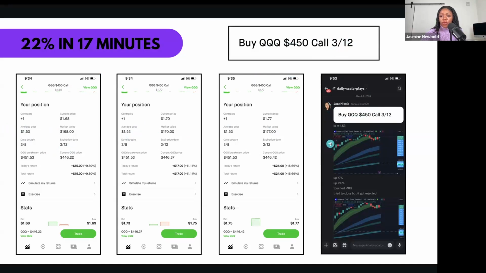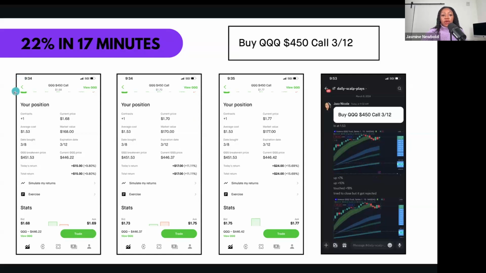So on the chart, what we were doing, this is the call. So it needs to go up. The stock needs to go up in order for my contract to be in profit. We were riding the green EMA cloud. So this was a trend rider trade. As long as we were staying above or at this green EMA cloud, I was going to stay in.